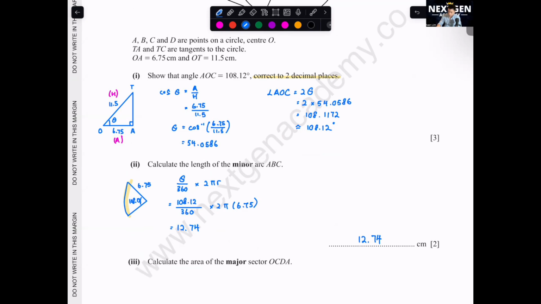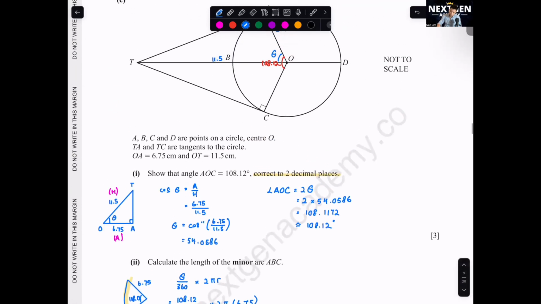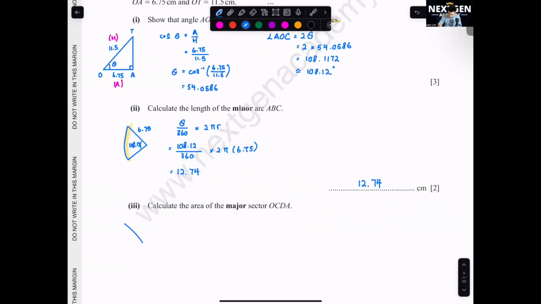Okay, next one. Calculate the area of the major sector OCDA. What's major sector? Minor means small, major means big. So we need to use this part here. We know that radius is 6.75. We need to calculate this angle here first. So what is this angle?